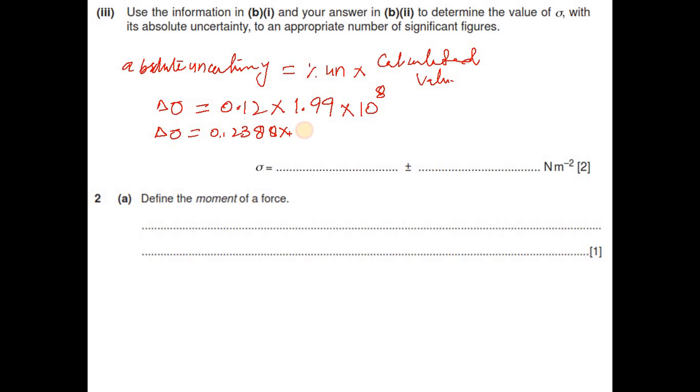Delta sigma would be equal to 0.2388 times 10 to the power 8, or more appropriately you round it off to 0.2 times 10 to the power 8. So you can write your answer: you round off the 1.99 to 2, so your calculated value after rounding off is 2 times 10 to the power 8 plus or minus 0.2 times 10 to the power 8 Newton meter minus 2.